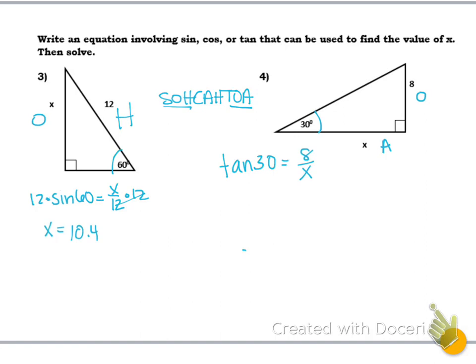Okay, if I'm solving this, this one's a little bit trickier. Let's get the x out of the fraction. So we're going to multiply both sides by x. And then right now it's being multiplied by tangent of 30, so we can divide by tangent of 30 to get rid of it. So this time in your calculator, you're typing in 8 divided by tangent of 30. Okay, and I'm getting 13.9.